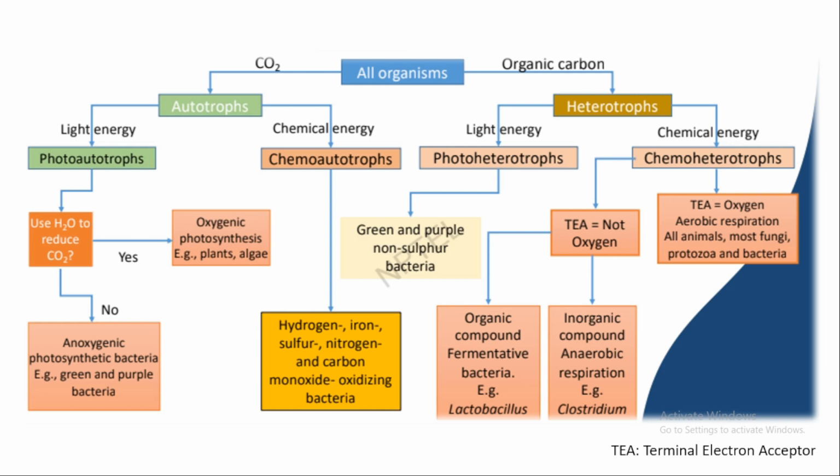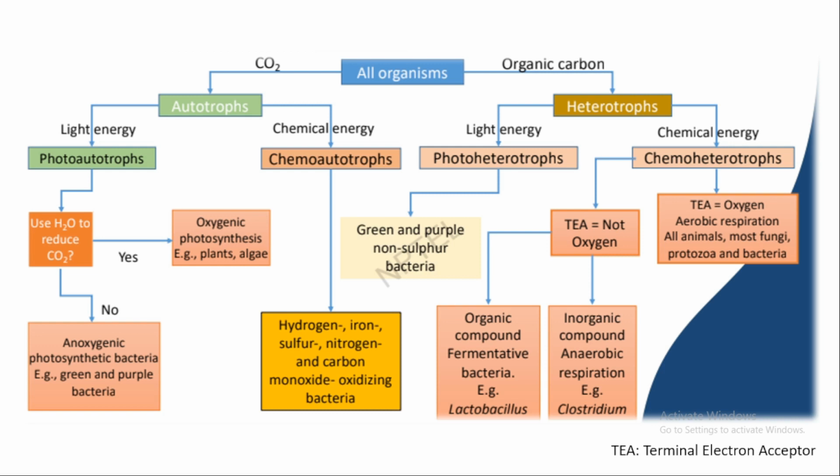Then the second kind of organisms, which come under organic carbon. All the other organisms that feed on other organisms or other organic molecules are heterotrophs. Heterotrophs also have two categories, light energy and chemical energy: photoheterotrophs and chemoheterotrophs. Among the photoheterotrophs, you have green and purple non-sulfur bacteria. Sulfur bacteria were autotrophs, but non-sulfur bacteria, while also using light energy, cannot grow by themselves.